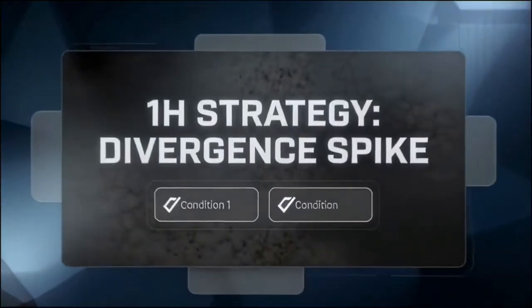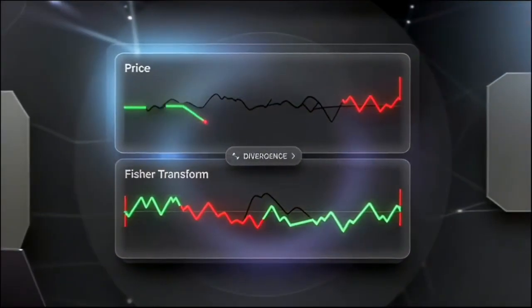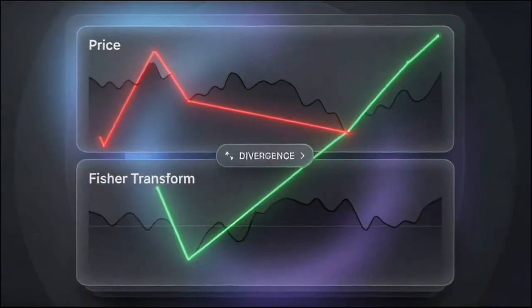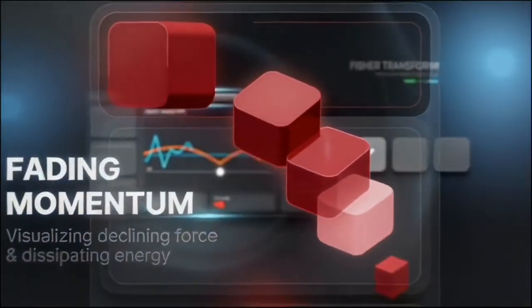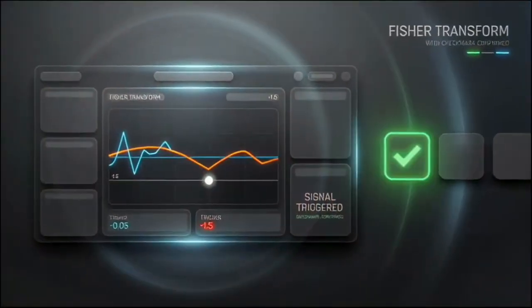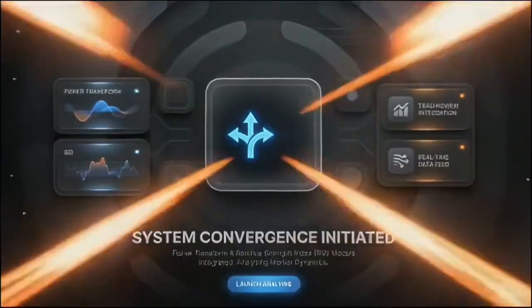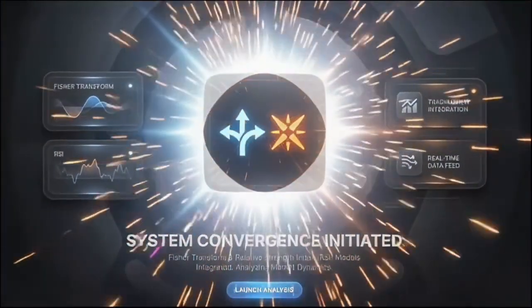The 1-hour strategy is the divergence spike. You want two conditions together. First, price makes a new swing low, but the Fisher transform makes a higher low. The selling pressure is fading even as the price prints lower. Second, the Fisher line crosses up through its trigger from below -1.5. Divergence plus the cross from an extreme is one of the strongest reversal combinations this indicator produces.